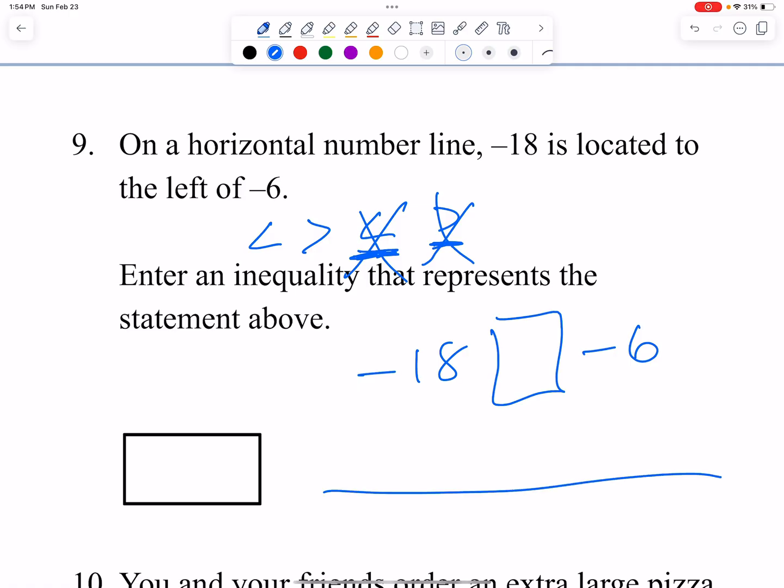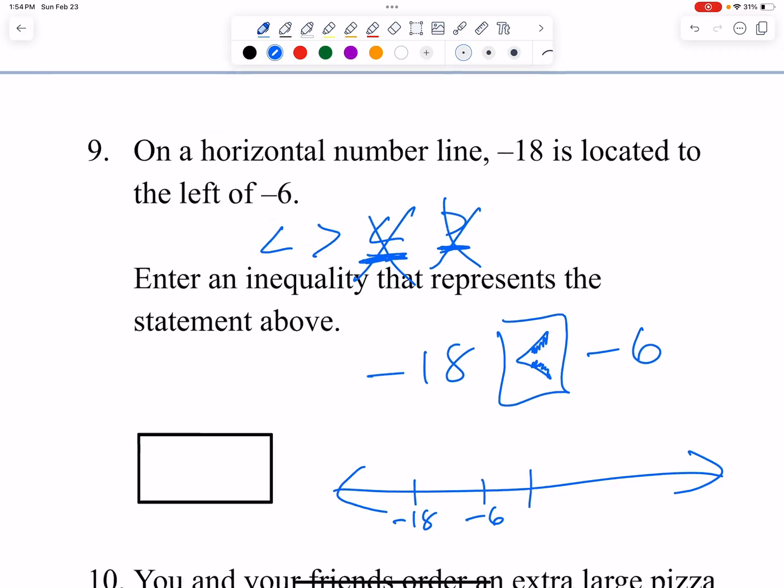If we're looking at a number line, negative 18 is on the left side of negative 6. So the alligator, can you see the alligator here, is eating the bigger number. In this case, it's the negative 6. Okay, so vocabulary time. Negative 18 is less than negative 6. Or some of you could have flipped it and said negative 6 is greater than negative 18. Either one of those is correct.